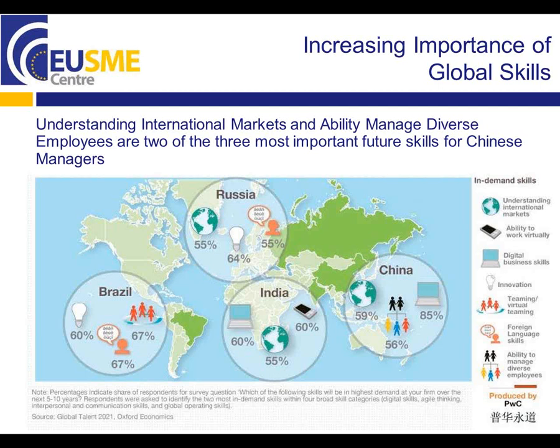In the recent Summer Davos in Tianjin in 2012, less than a year ago, this report gave evidence that not just for China, but for the BRIC countries, and especially for China, the most important future skills for managers, not senior leaders but managers, will be the ability to manage diverse employees, which may mean diverse across China, or diverse with virtual teams managing people outside of China, and also the understanding of international markets.